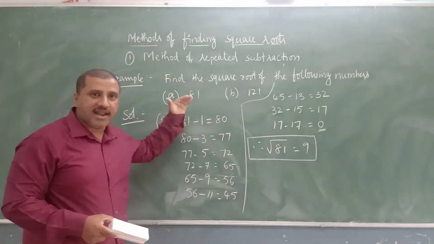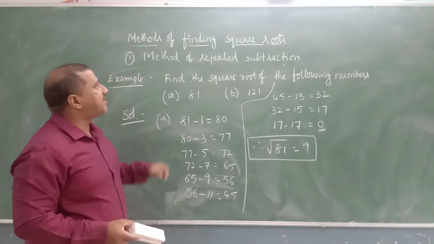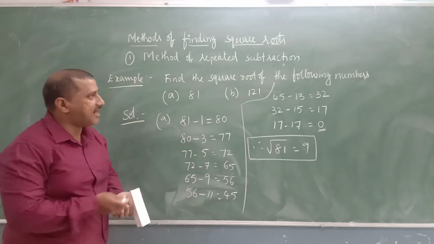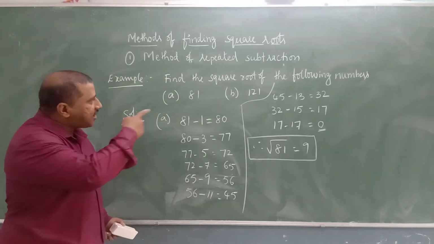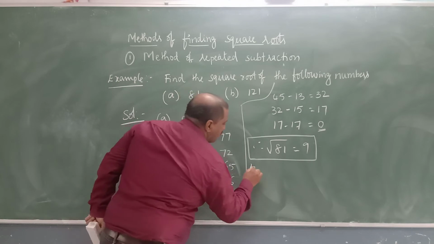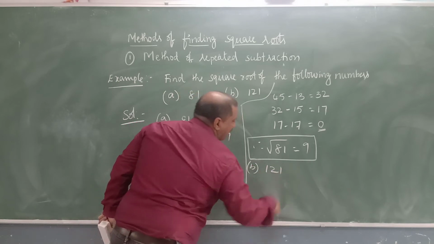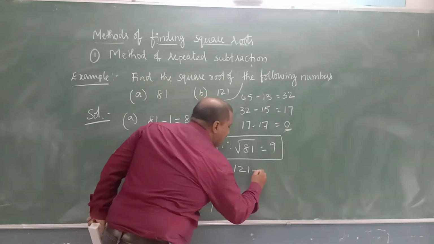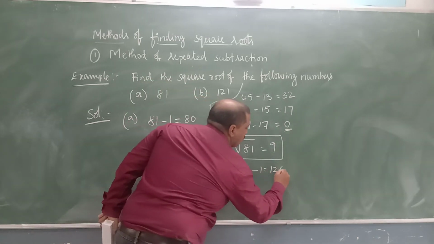Repeatedly we have subtracted the odd numbers. That's why this method is known as the repeated subtraction method. Now, we will discuss the other problem, B: 121. So 121, which is the first odd number? It is 1. 121 minus 1 is equal to 120.